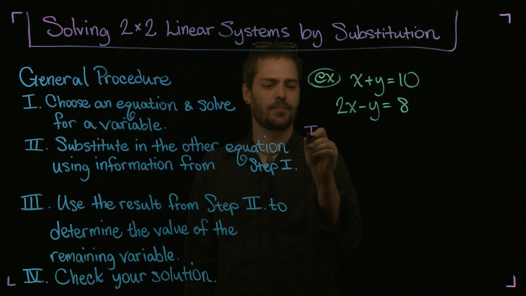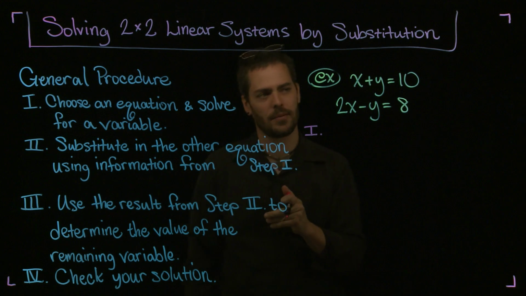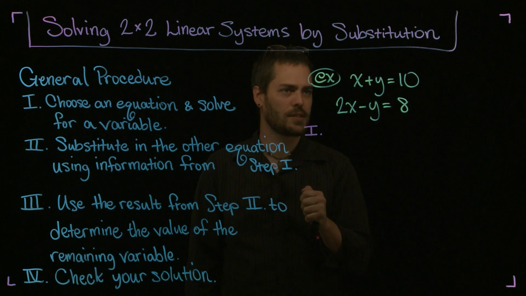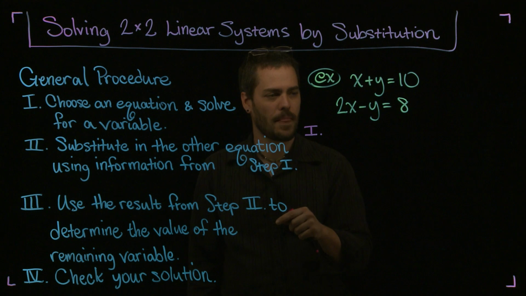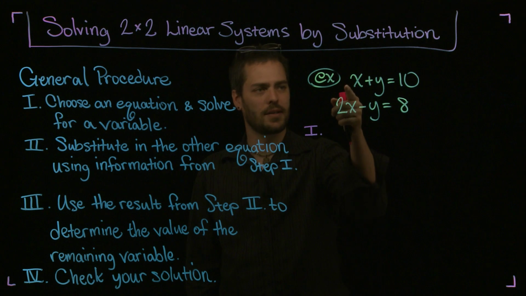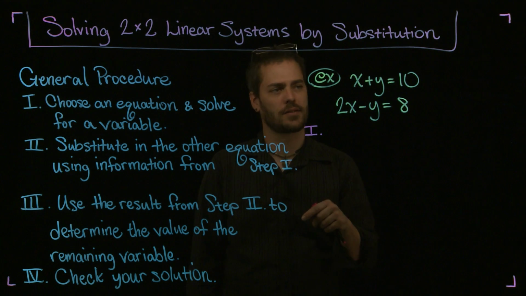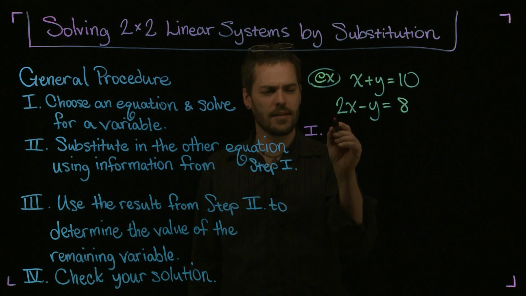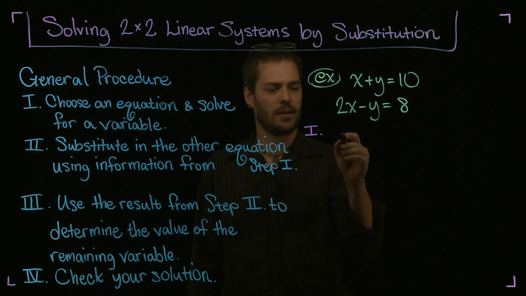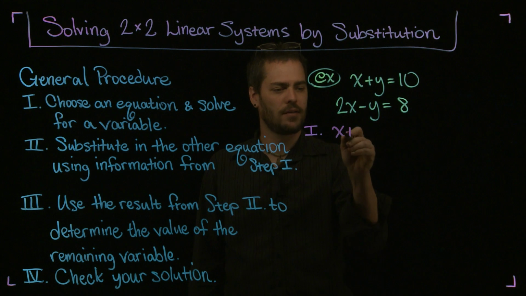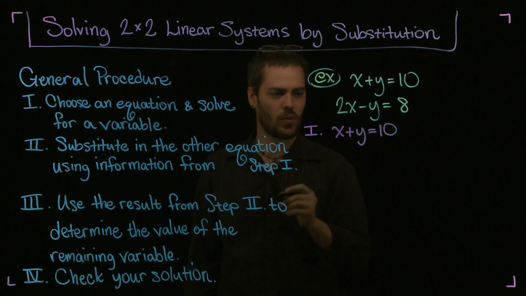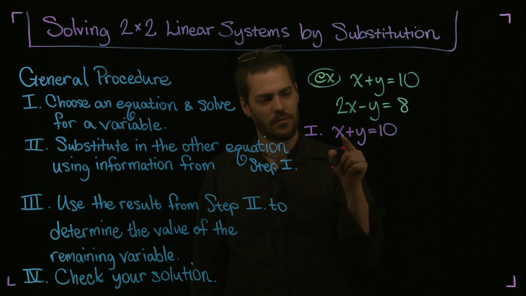So step one, choose an equation and solve for a variable. I have two choices because there are two equations. And I have two choices even after that because I have two variables. So I think I'll choose equation number one, the top one, let's say, and I think I'll solve for x. You'll find out as you go through these problems that some choices are definitely better than others, and we'll try to identify those along the way. For now, it is not obvious to me that one choice is better than the other, so I'm going to choose equation number one, and I'm going to solve for x.